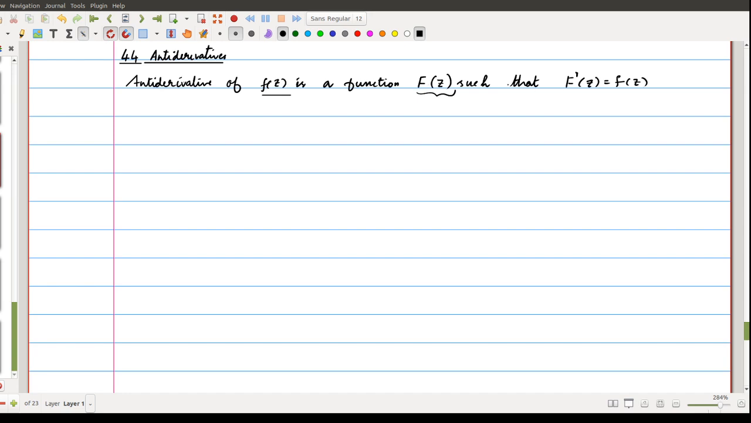If this capital F satisfies the condition that F dash z is equal to small f of z, so if the small f of z is the derivative of the capital F of z, then we can say that this capital F of z is the antiderivative of small f.